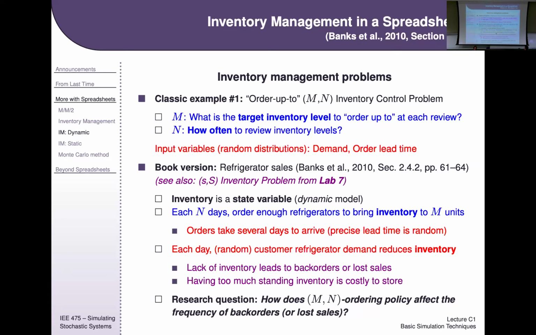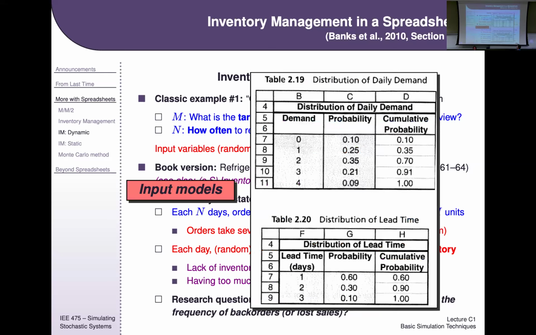Each day there's a random demand. So how many people come in and ask for a refrigerator? That's another input that we're going to have to model. So that's another random variable that is driving variation in our system. The lack of inventory leads to back orders or lost sales, but having too much inventory is costly to store. So we need to capture those costs as well. So then, of course, the question is, how do we choose this 2 variable policy that affects the frequency of back orders and lost sales?